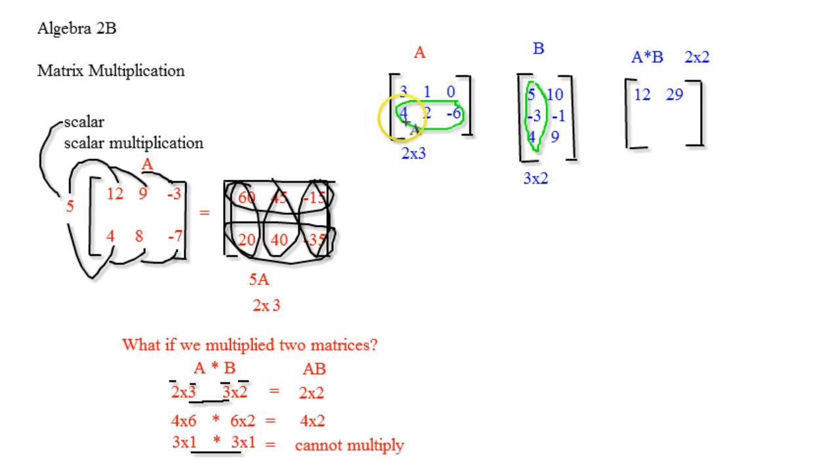Okay? All right, so 4 times 5 is 20. 2 times negative 3 is negative 6, so 20 plus negative 6 is 14. And negative 6 times 4 is negative 24, and that should give me a negative 10. Okay, and then I'm going to shift my focus from here to here.